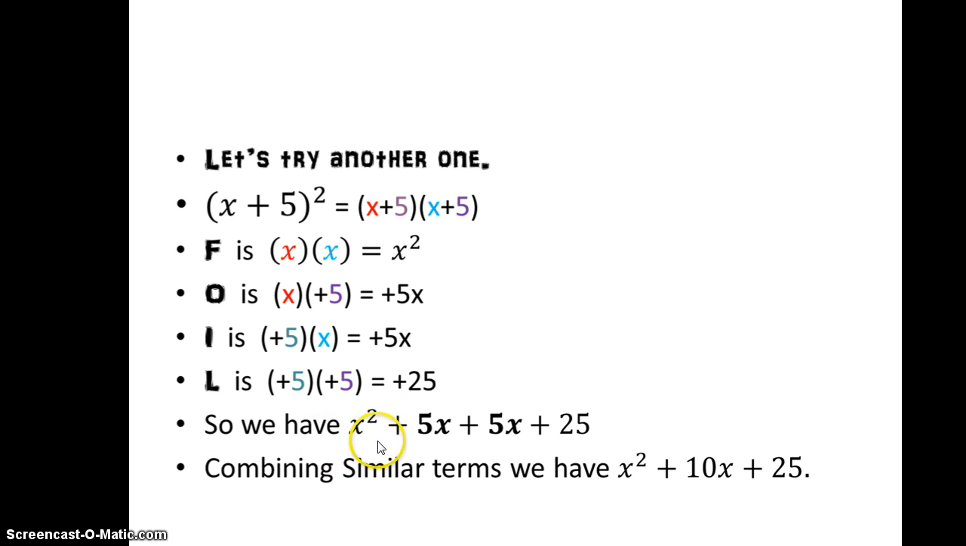So we have x squared plus 5x plus 5x plus 25. And combining similar terms, we have x squared plus 10x plus 25.